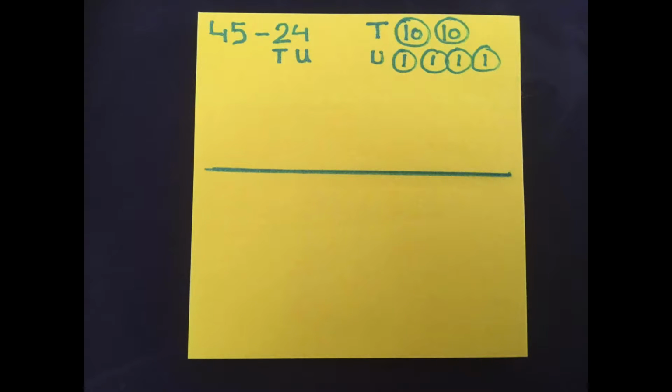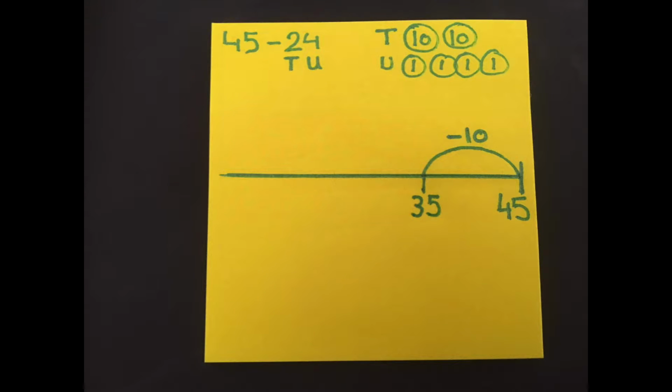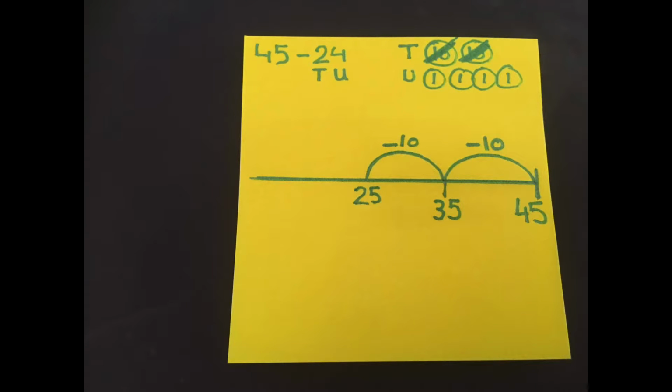Now, let's start with this line. At the end of the line, write 45, and then we're going to start with the tens. First, we're going to make the jump by taking away 10 to create 35, and then we're going to do that again with the other 10 to make 25. Once you've done the tens, do the units.